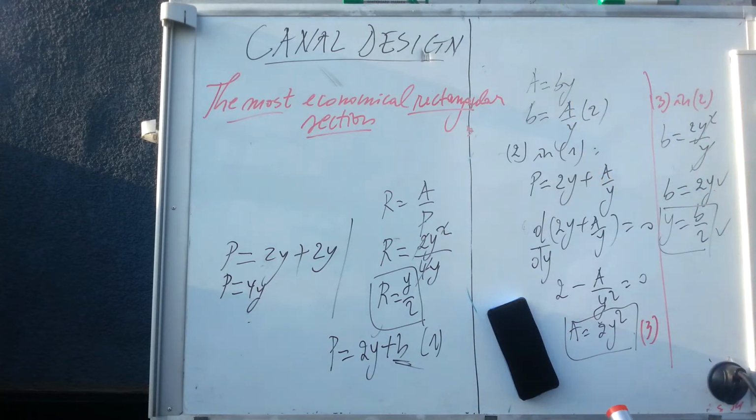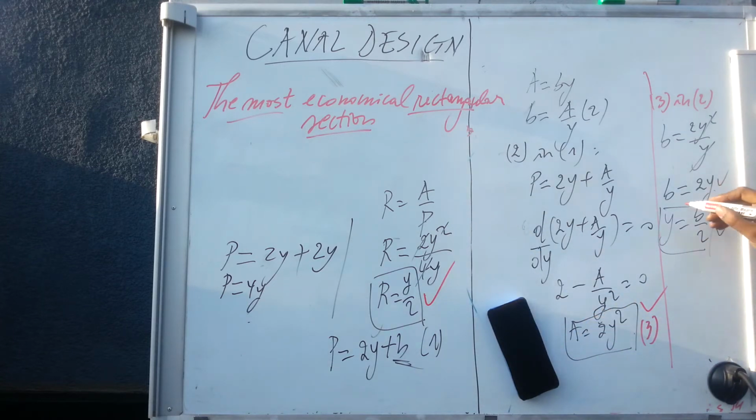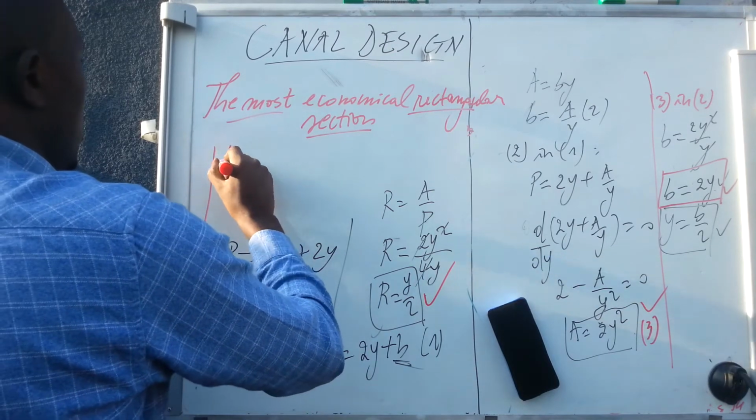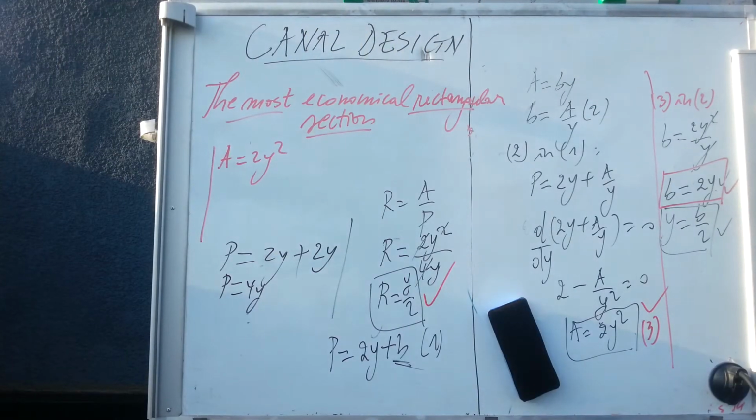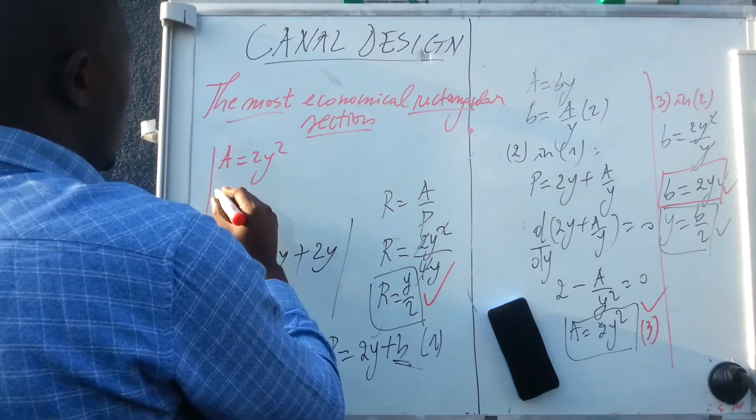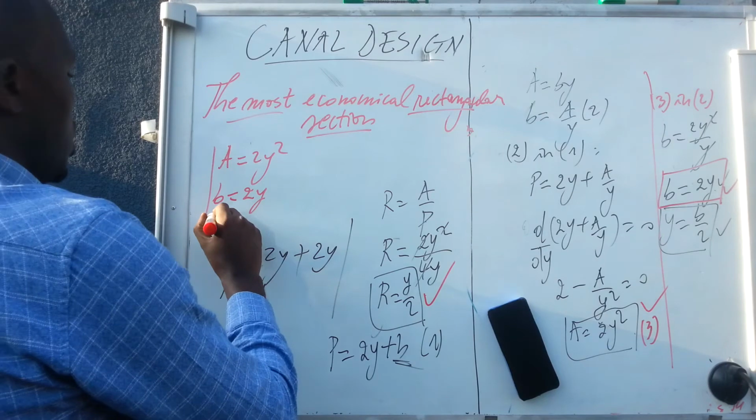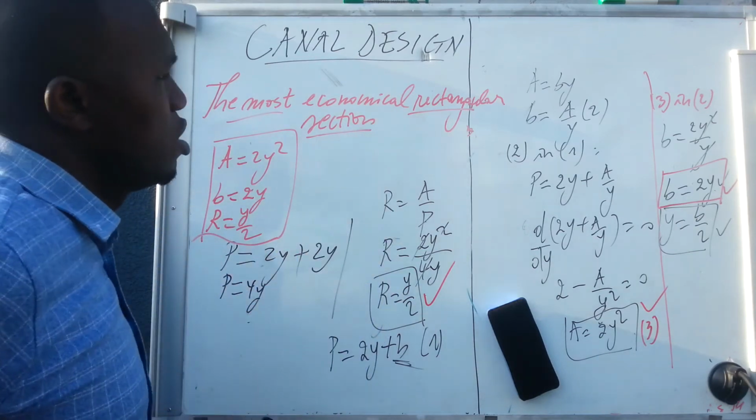So these are important things to note, mainly this one. This is important, and this is important, and this as well. These are important things when it comes to the most economical section, and they should be taken by heart. So you can summarize by saying that when we have the most economical rectangular section, area is equal to 2y squared, where y is the water depth, the bottom width is double the water depth, and the hydraulic radius is y over 2. These are important formulas when it comes to the most economical rectangular section.